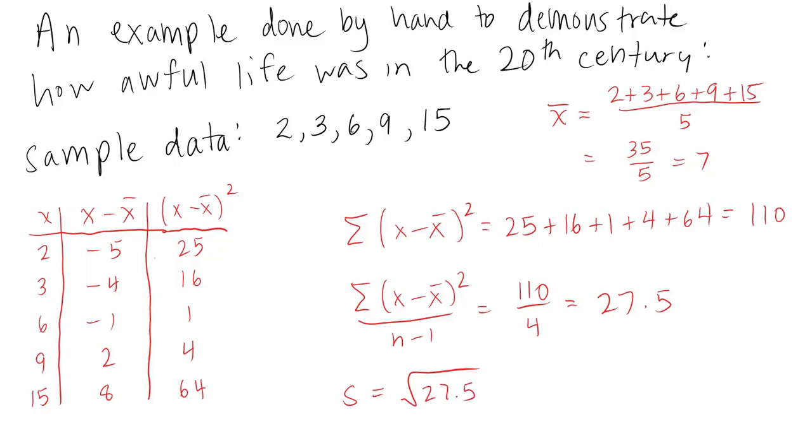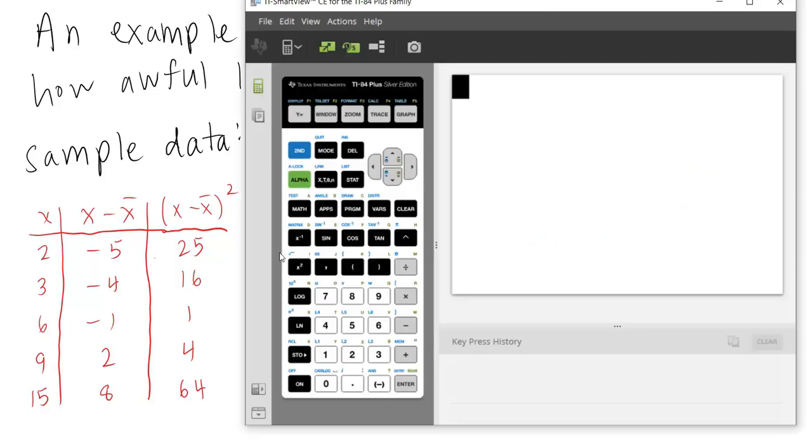And now the square root of 27.5 isn't a nice, neat number. It's definitely bigger than 5. We could probably ballpark it. 5.2 squared is 27.04, so it's going to be a little bit bigger than 5.2.